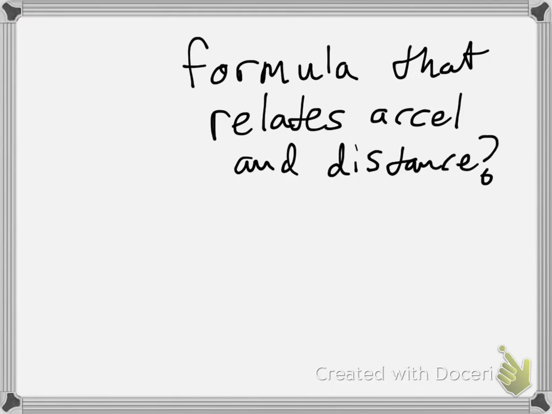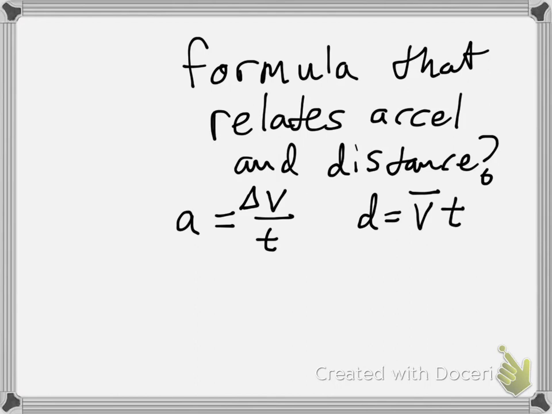Okay, well, remember that acceleration is equal to change in v over t, and distance is equal to the average velocity. I'll use a bar for average, okay? So average velocity times time. Now, how can we marry these two equations together?